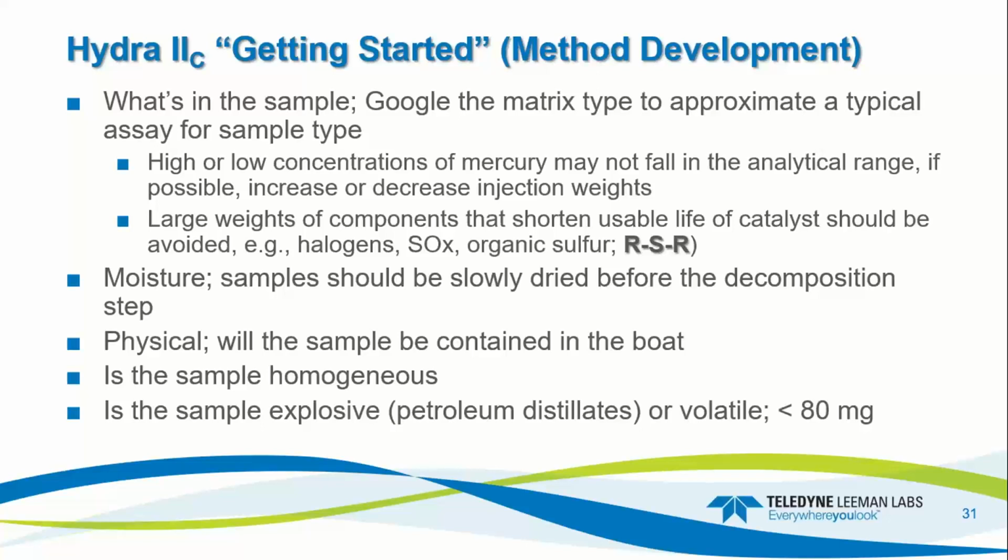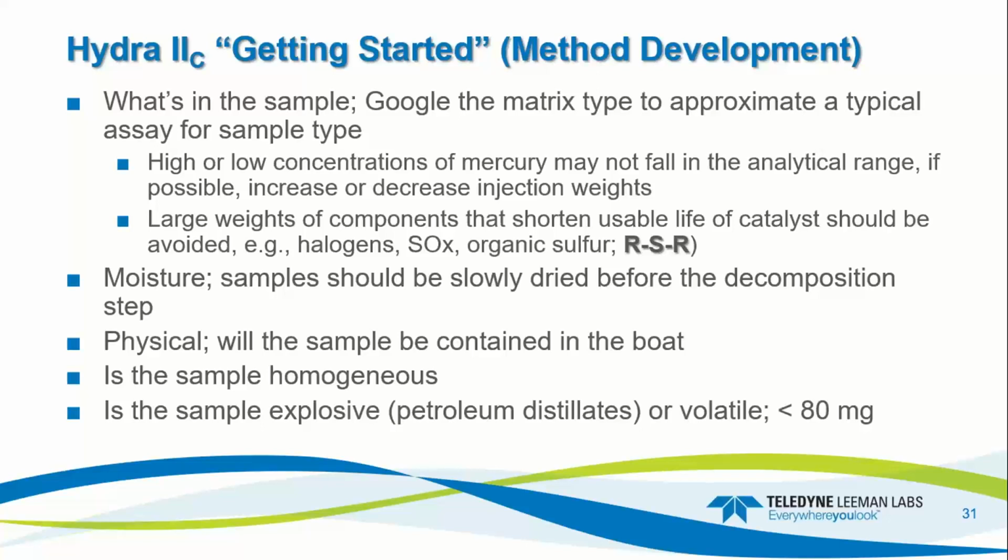So if it's higher or lower concentrations, you may be able to increase or decrease your weight to fit it into the analytical range. You should also avoid large concentrations, percents, of components that may harm the catalyst, such as halogens, your sulfur compounds, even your organic sulfur. You can run up to about 8% sulfur without doing a lot of damage to the catalyst. It will consume it, but that's a pretty good percent sulfur. So it's not too much of a concern for most samples.